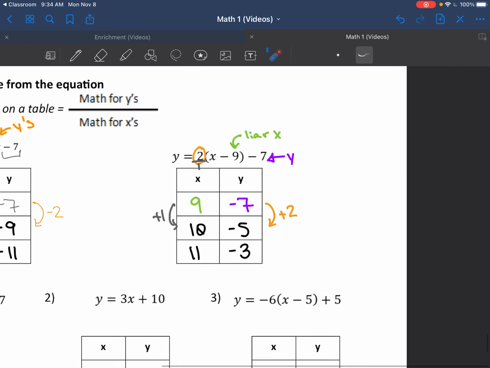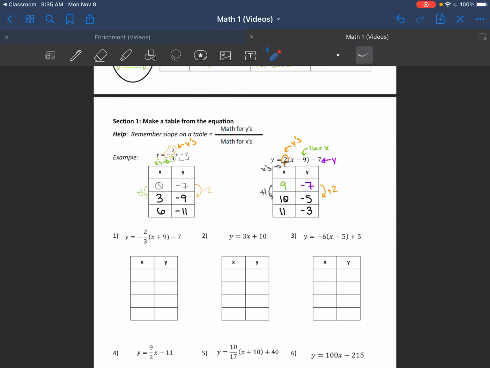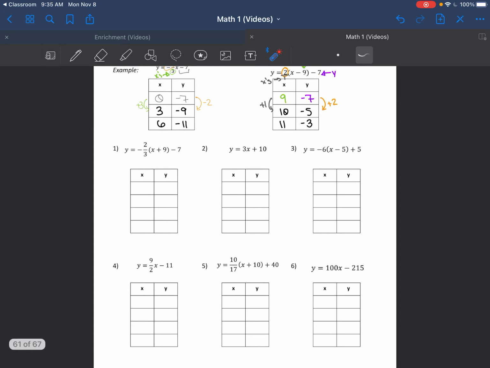Looking at this point-slope form here, we can put it over 1 for the fraction. Now, this 2, again, is for our y's, and then this 1 that we have here is going to be for your x's. We start the table with a 9 and a -7, because remember, the 9 inside is a liar, but the 7 outside is not. And then we add by 2 down the y's, add by 1 down the x's, so we get 10, -5, and then 11, -3. And this is slope-intercept form, and then this is point-slope form. So you'll have examples of each. You have 3 of each to do.